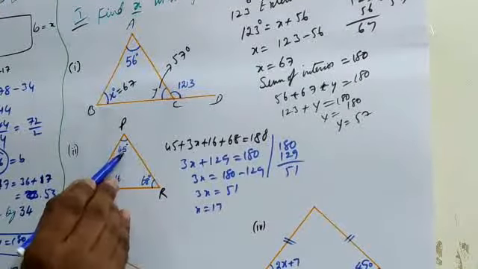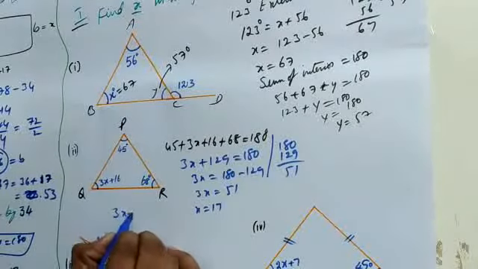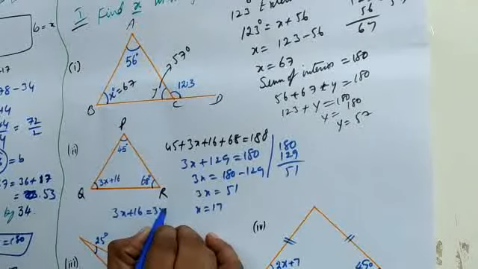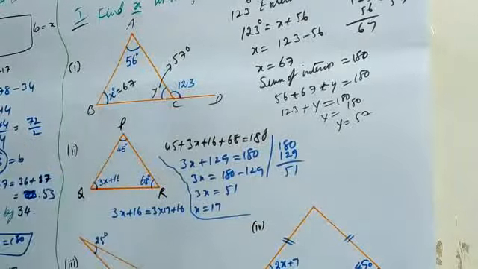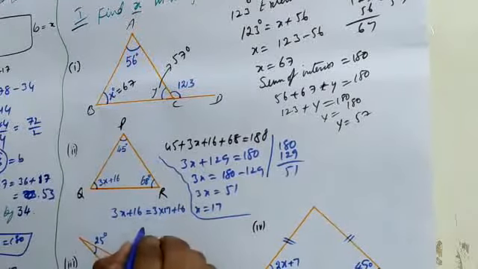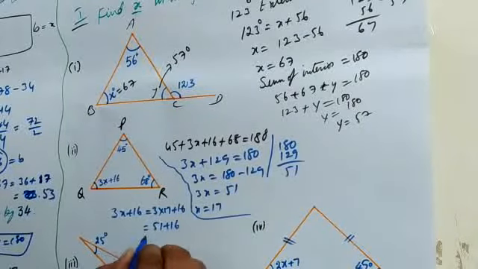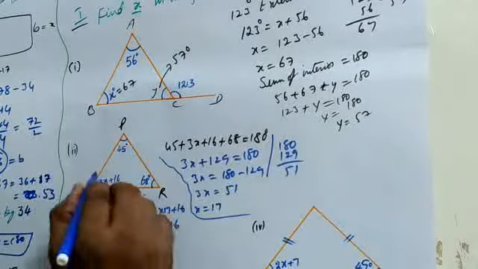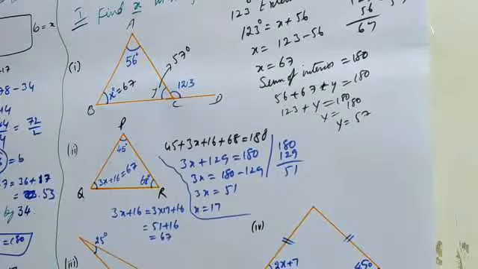Here is 45 degrees, here is 68 degrees. Now 3x plus 16, what is the x value? 3 into 17 plus 16 is 51 plus 16, that means 67.